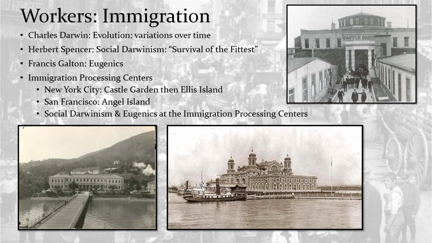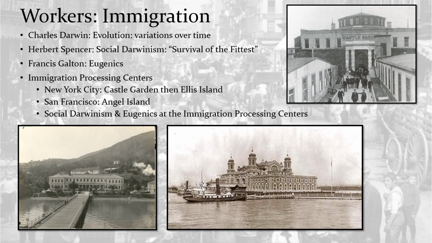So New York City becomes the first home for the Immigrant Processing Center. In the upper right-hand corner, Castle Garden was an old fort from the War of 1812 that was converted into a number of different things, but it eventually becomes an immigrant processing center. When the immigration overruns, or there are too many immigrants to handle at this place, they create Ellis Island, and that's the bottom right. San Francisco's version of Ellis Island is called Angel Island.